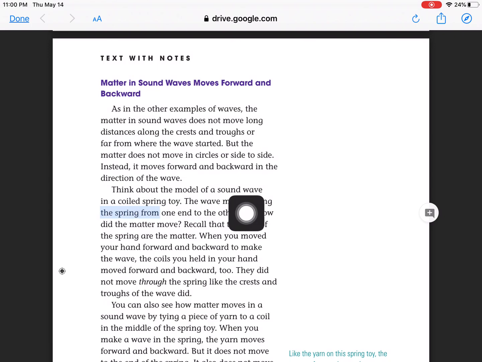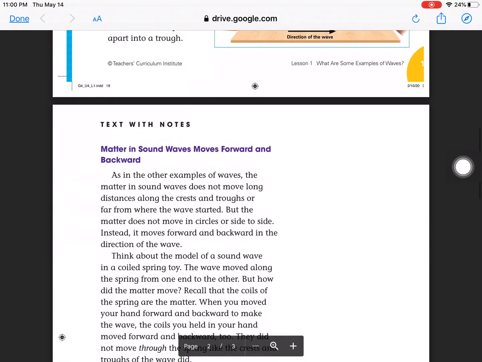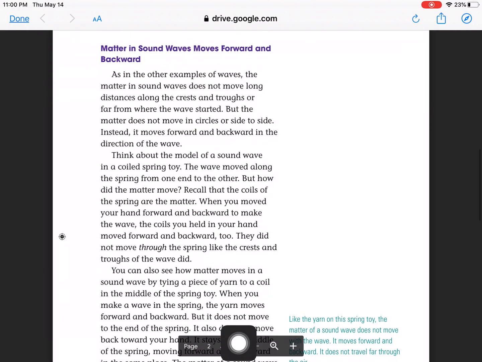Think about the model of a sound wave in a coiled spring toy. So this one right here. The wave moved along the spring from one end to the other. But how did the matter move? Recall that the coils of the spring are the matter. When you moved your hand forward and backward to make the wave, the coils you held in your hand moved forward and backward too. They did not move through the spring like the crests and troughs of the wave did.